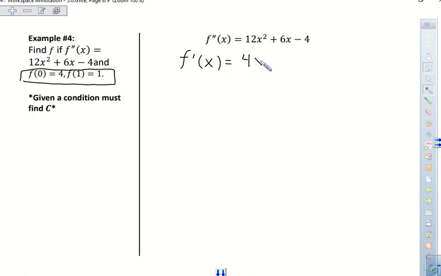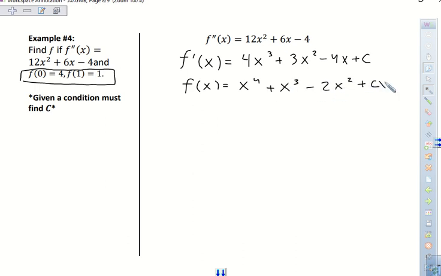which is going to be 4x cubed plus 3x squared minus 4x plus c. That look good? And then the regular function is going to be x fourth plus x cubed minus 2x squared plus cx plus d. Does that look right? Yes. Okay. Now we're going to plug each of these in separately. So you can plug in either one first. I'm going to start with this one. So I'm going to plug that in.